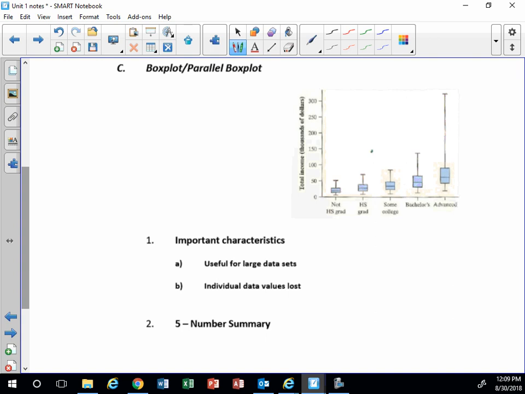One of the negatives is you can't see your individual data values anymore. You have no idea what those numbers were. You just know that 25% of them fall from here to here. Do you remember what this is called? It is a box and whisker plot. What about this? What would this number be that's represented by the end? There's some Q stuff going on. This is just your minimum. What is this one? Okay, good.